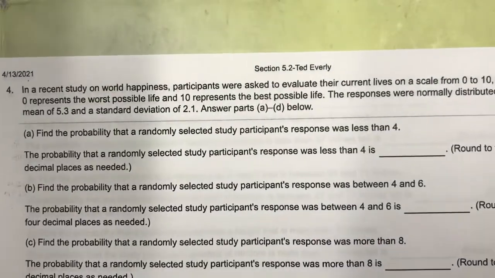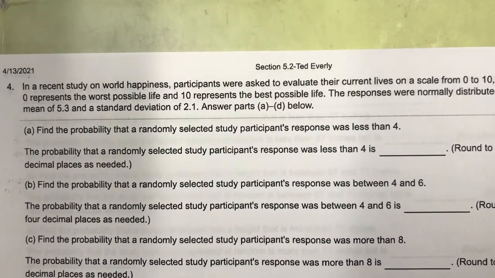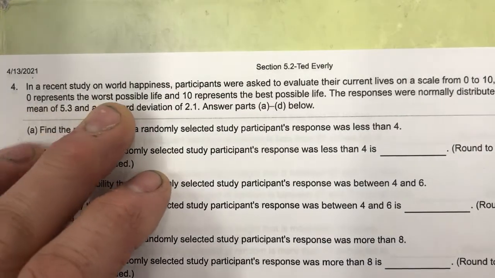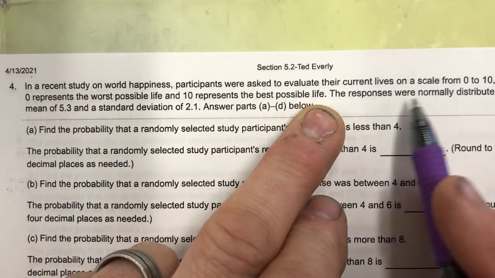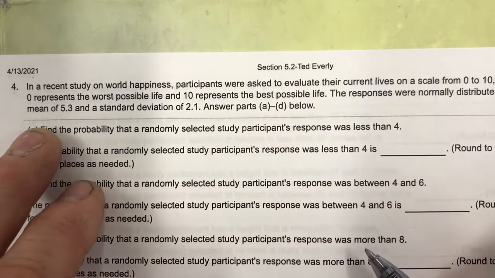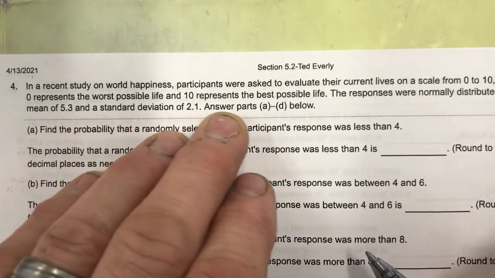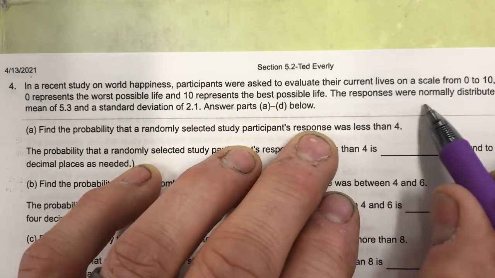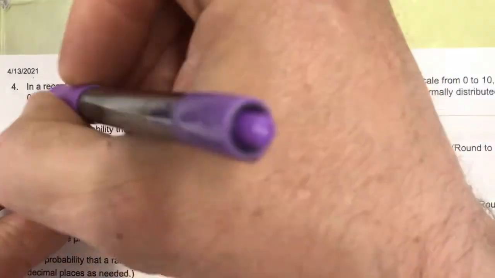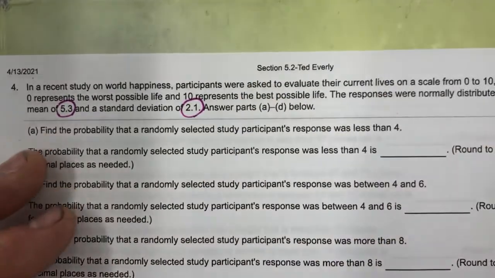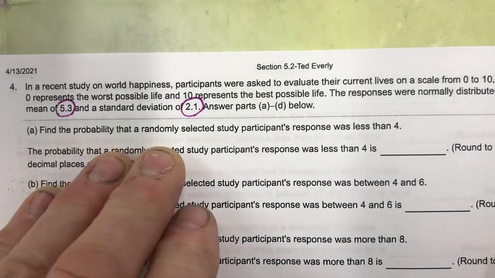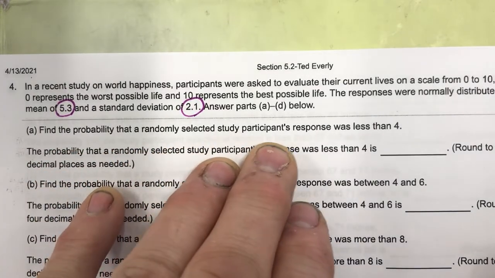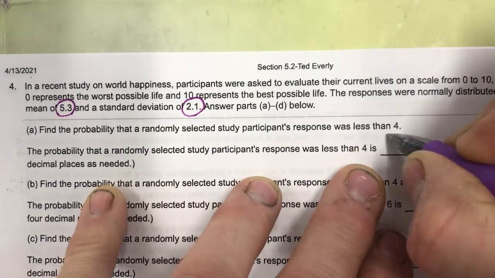So let's look at number 4 here. We got a few problems like number 4. In a recent study on world happiness, participants were asked to evaluate their current lives on a scale of 1 to 10, where 0 represents the worst possible life and 10 represents the best possible life. The responses were normally distributed with a mean of 5.3 and a standard deviation of 2.1. Answer parts A through D below. So in part A, find the probability that a randomly selected study participant's response was less than 4.